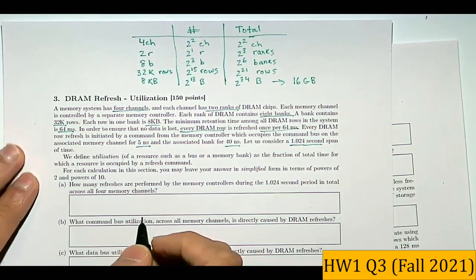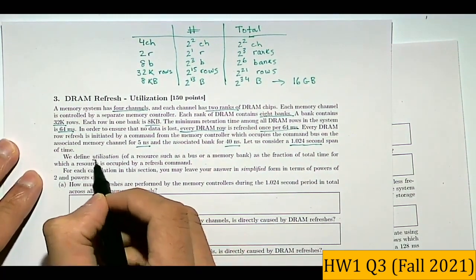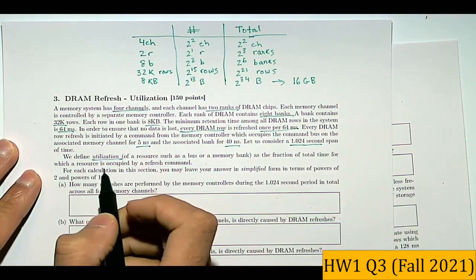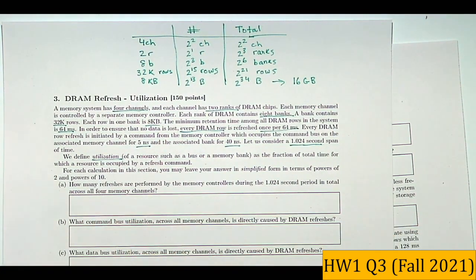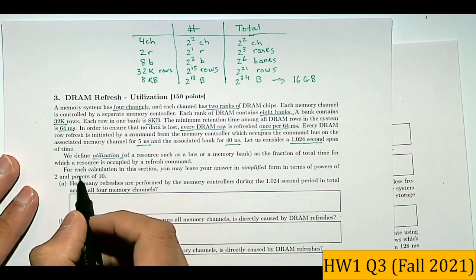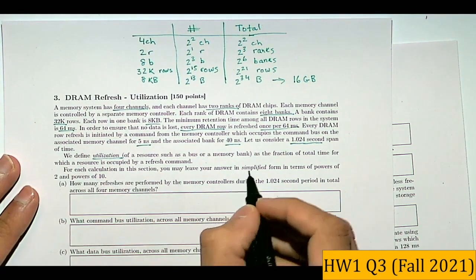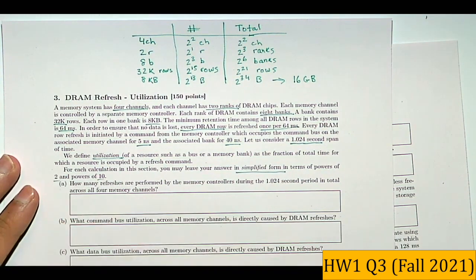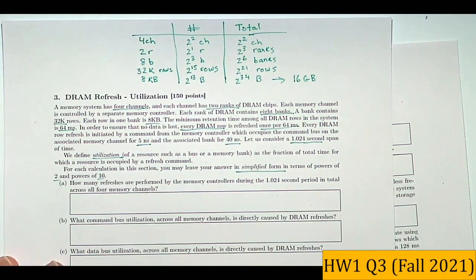Okay, and here there's a definition. We define utilization of a resource such as a bus or a bank as the fraction of total time for which the resource is occupied by a refresh command, which is the natural definition of utilization: what proportion of time it's used. For all of these calculations, we can leave our answer in simplified form in terms of powers of 2 and powers of 10 and so forth, so we don't have to do unnecessary math and waste time.